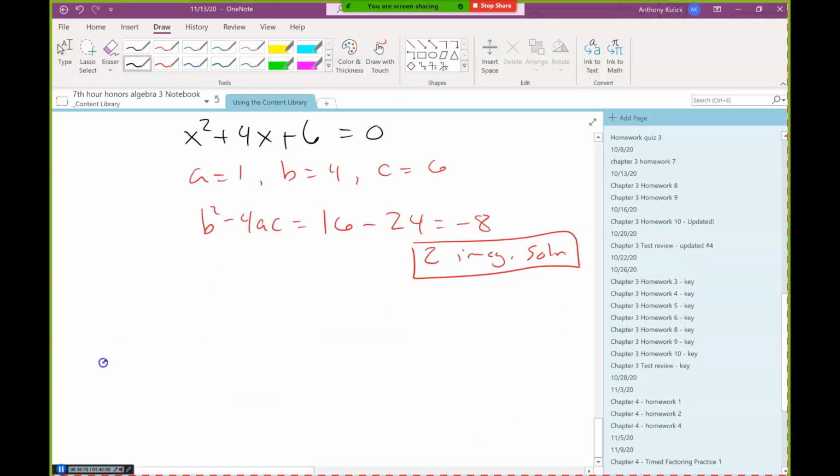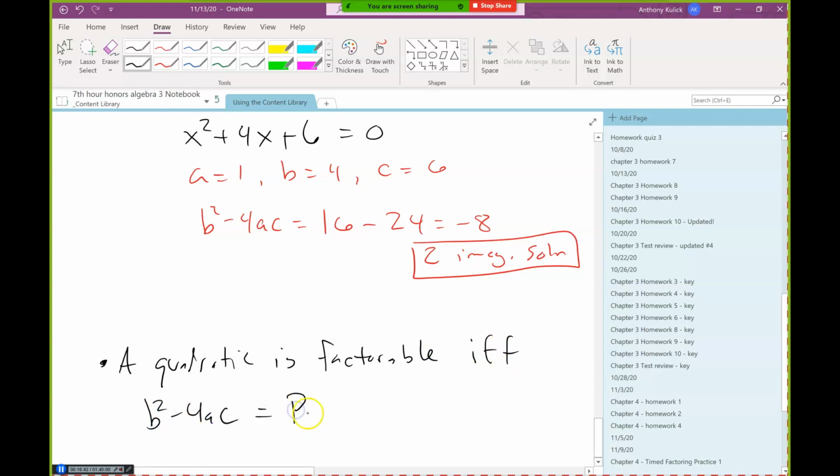The other way we can use the discriminant is actually quite useful and quite valuable. So we say that a quadratic is factorable if and only if its discriminant is equal to a perfect square.